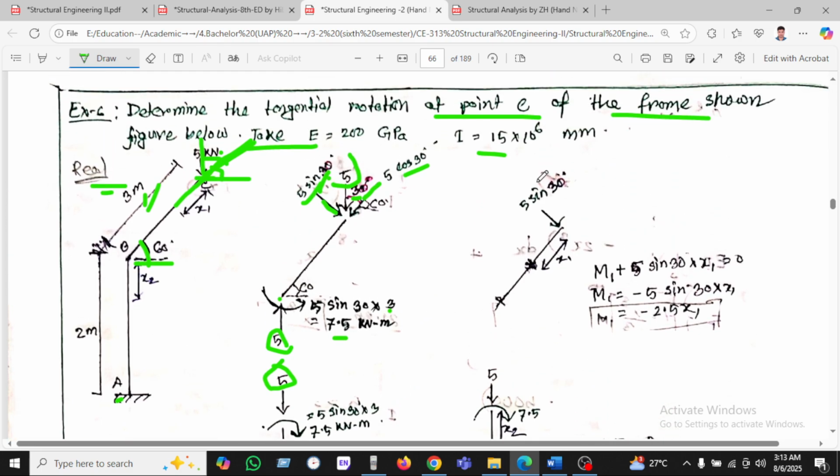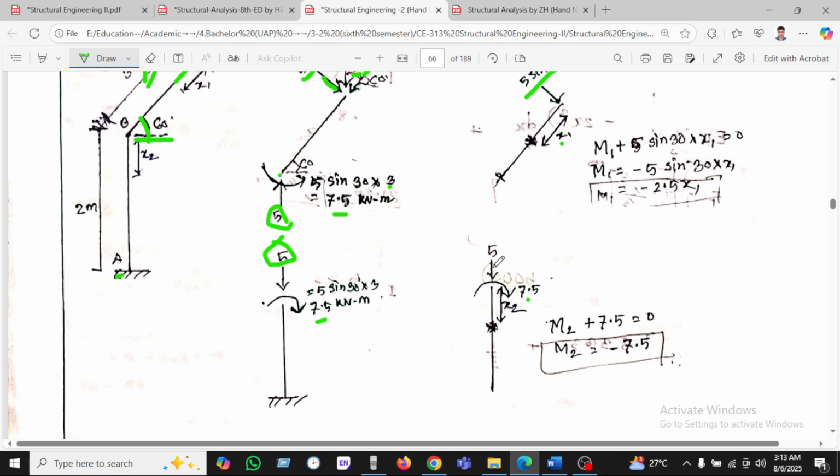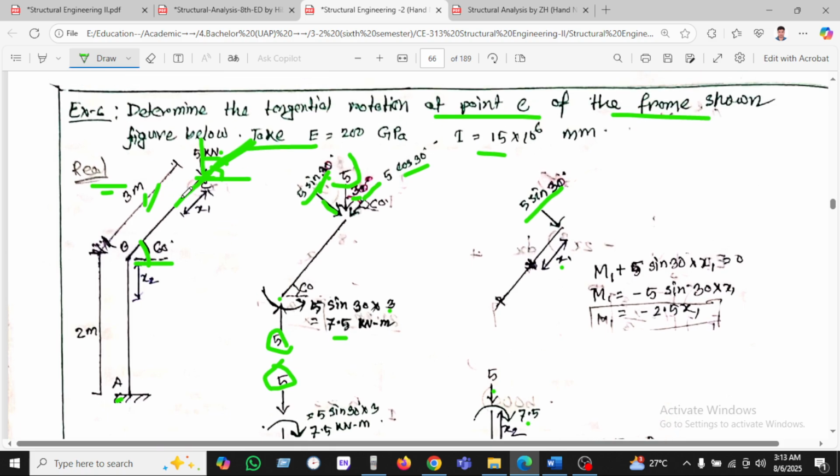Okay, so in the final diagram we can see 5 sin theta, and x1 is here, and 7.5 and 5 is here, and x2 is here. So we are taking the moment at x1, we are just cutting here. So M1 equals 5 sin theta into x, where x is the distance. Yes, so M1 will be 1.25 into x.